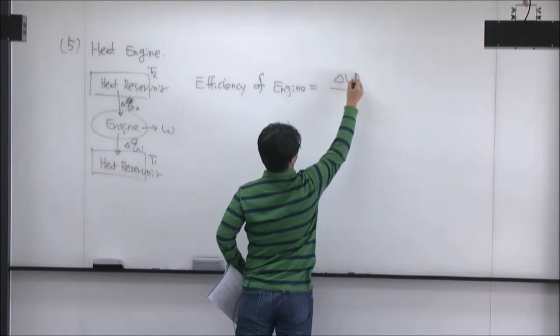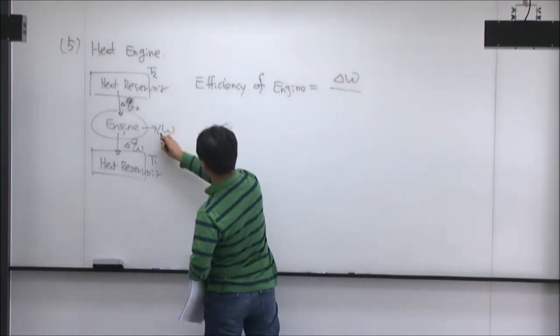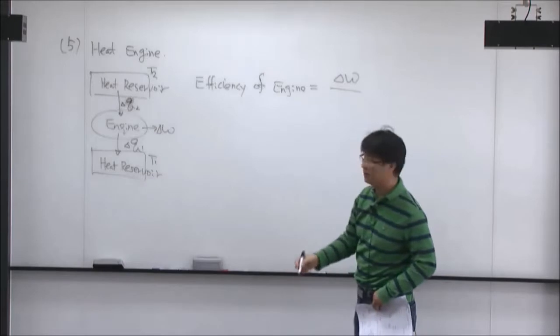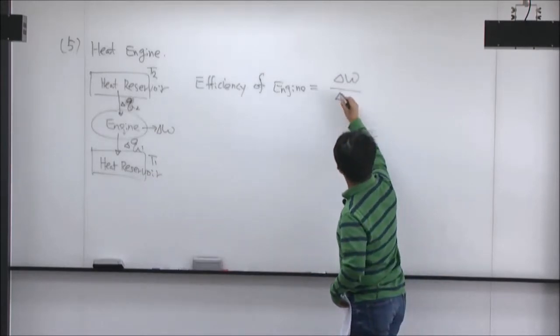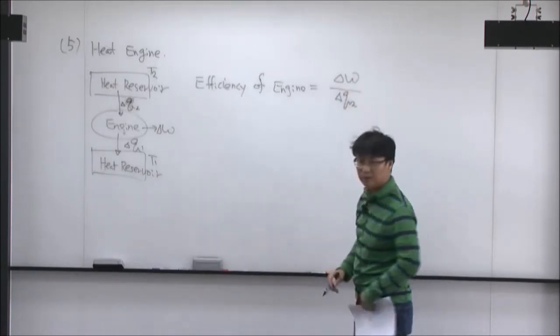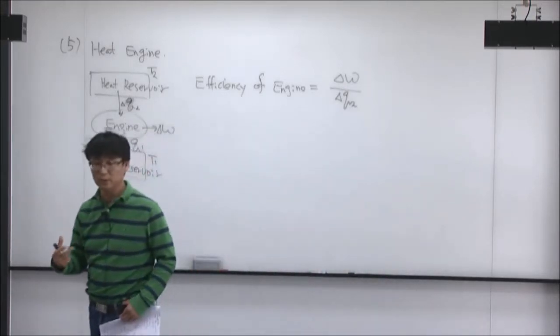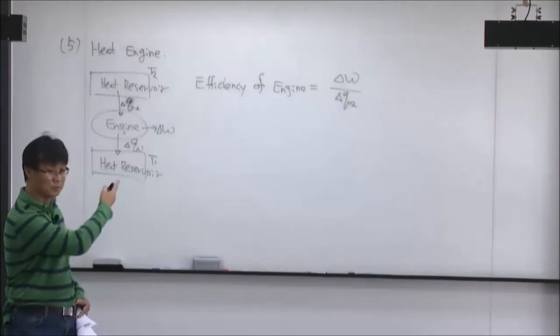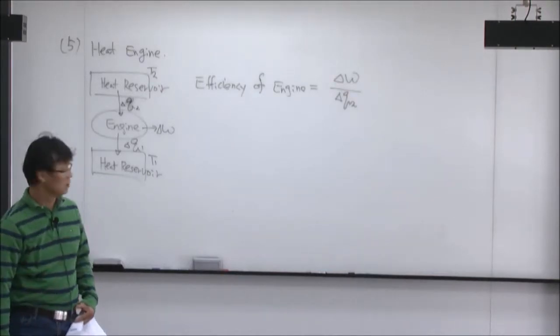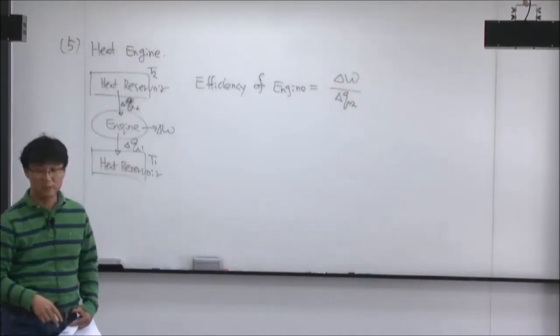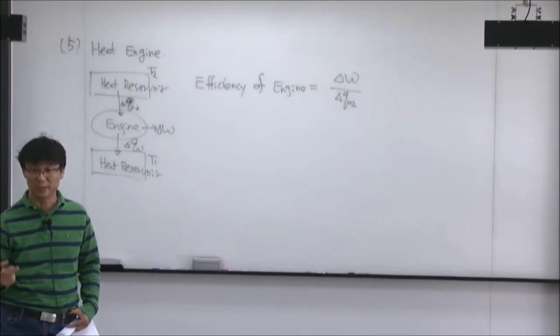The amount of work done by the engine, delta W, divided by the amount of heat I enter. So that's the actual definition of the efficiency of the engine. Okay, this is very easy to understand. So if these two are the same, efficiency is 1 or 100%.